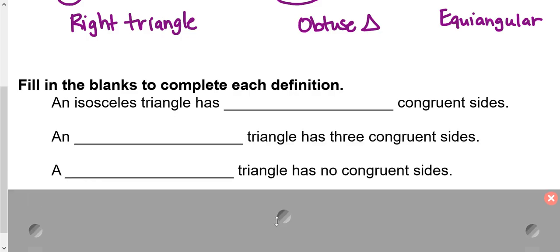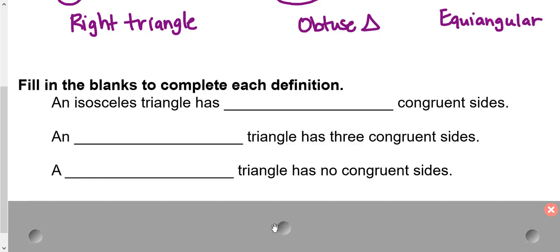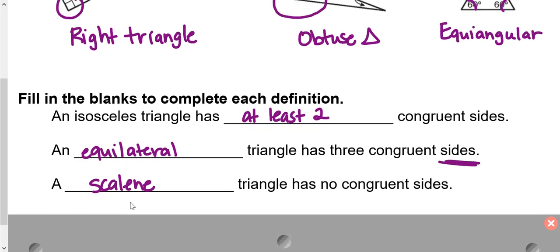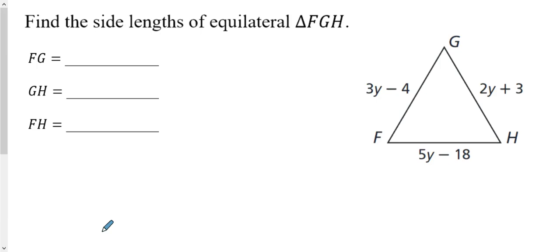All right, let's do a couple more, just fill in the blank here. An isosceles triangle has how many congruent sides? It's at least 2. What kind of triangle has 3 congruent sides? That'd be equilateral. And then what kind of triangle has no congruent sides? That would be scalene. All right, hopefully you tried those out with me. Hopefully you got them right. All right, but let's move on to our last example.